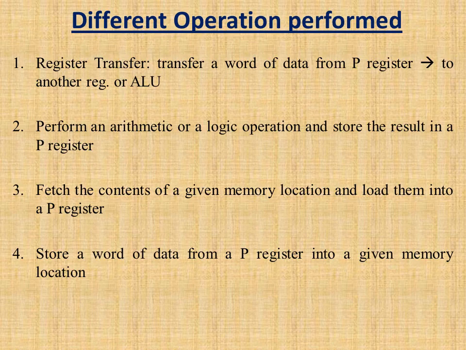The fourth one is the opposite of the third one. That is storing a word of data from a processor register into a memory location. That is, you are going to take something from the processor and put it into the memory. This is nothing but storing. Fetching is nothing but taking something from the memory and putting it into the processor. So these are the 4 categories of operations performed by the CPU, the processor, using a single bus organization.